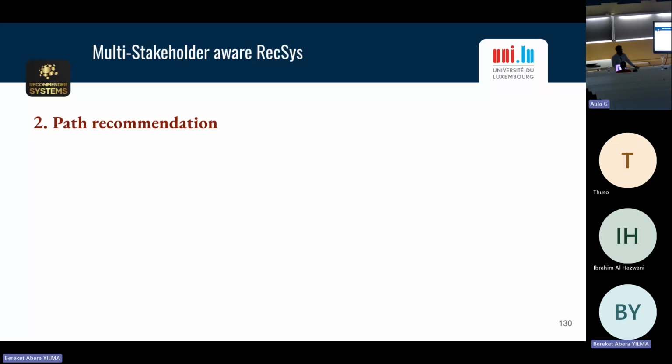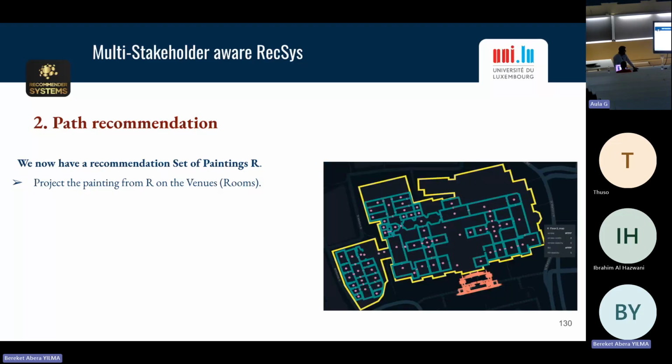Now comes the path recommendation. So we have the map of the National Gallery. We know where each painting is located in the museum. Now you have to guide the visitor to actually visit across this 46,000 square feet, across 3 different floors.